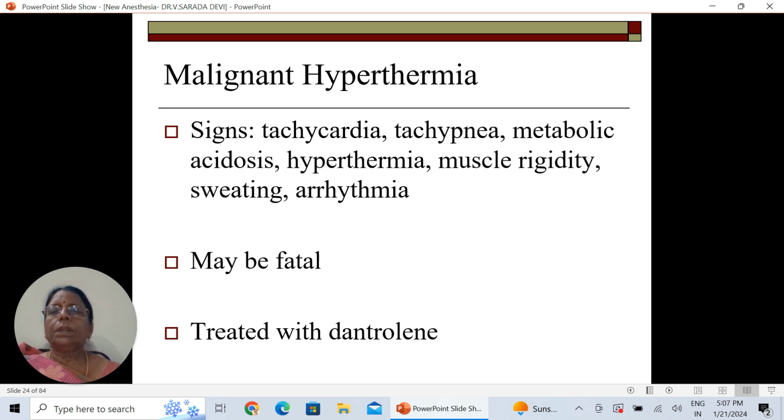Signs of malignant hyperthermia: there is tachycardia, tachypnea, metabolic acidosis, hyperthermia, muscle rigidity, sweating and arrhythmias. It may be fatal. It will be treated with dantrolene.